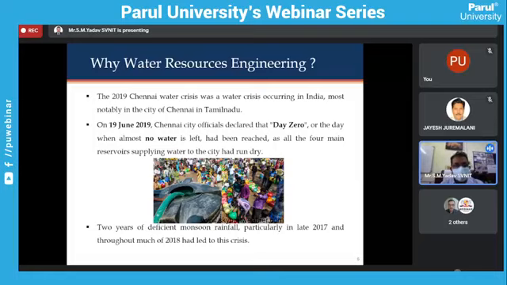2 years of deficient monsoon rainfall, that is in 2017 and 2018, led to this particular crisis. And I am not afraid to say that if we are not recharging our resources, this may be the situation of many cities in the coming 5 years. However, the Ministry of Jal Shakti is taking a number of steps to recharge water and to avoid the situation which was created in Chennai in 2019.